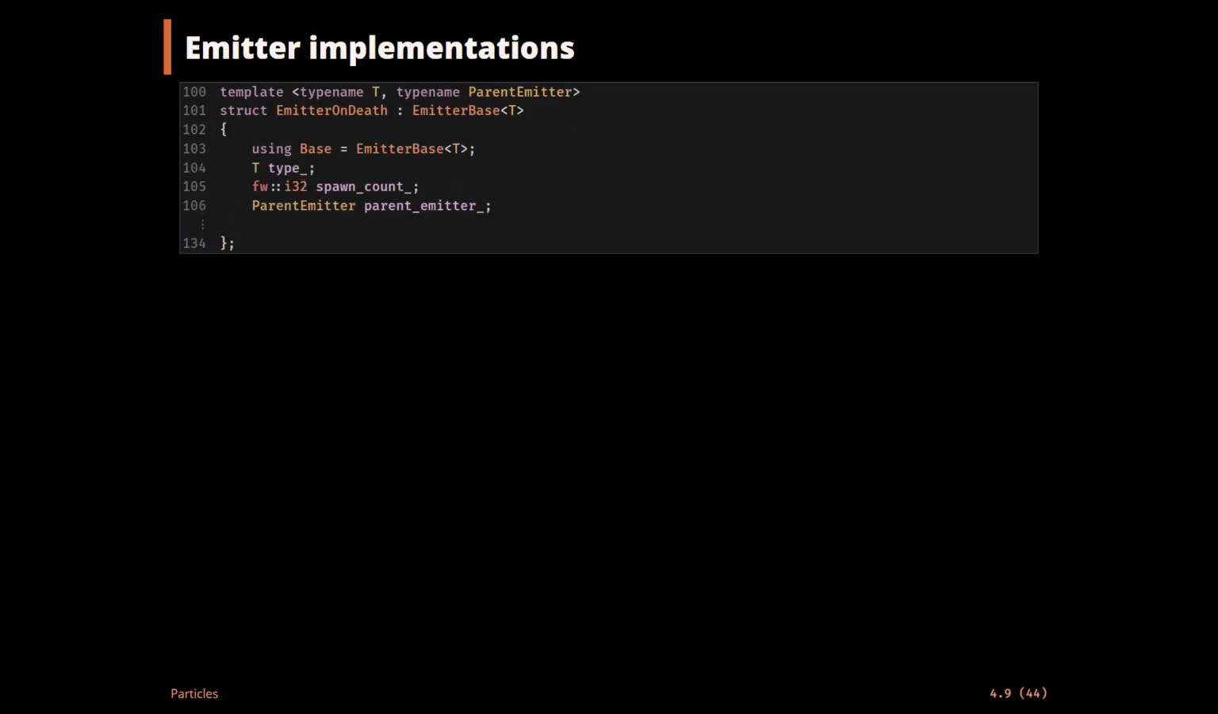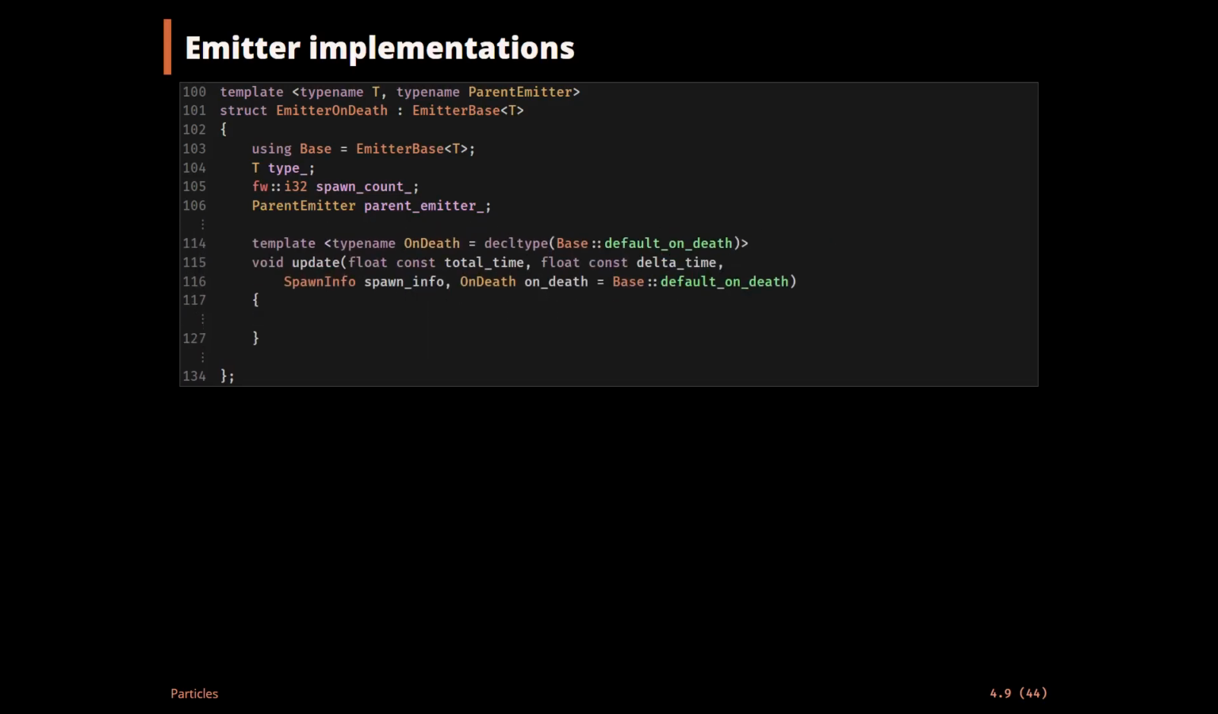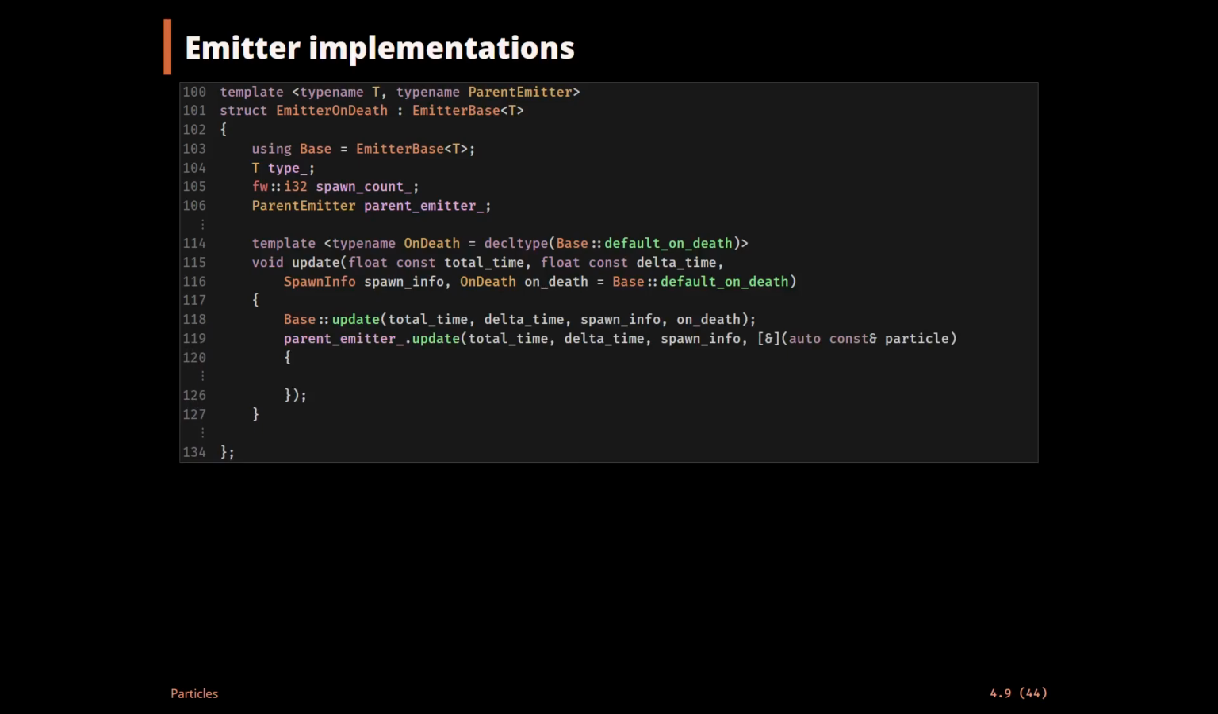Then the emitter onDef, and this is, I believe, the last one, right? This will have a particle type again, a spawn count, and a parent emitter. And it again has a constructor which literally just stores those values, does nothing fancy. And then we have the update function, which again takes total time, delta time, spawn info, and onDef. This time, first we're going to update our own emitter, and then we're going to call update on the parent emitter.